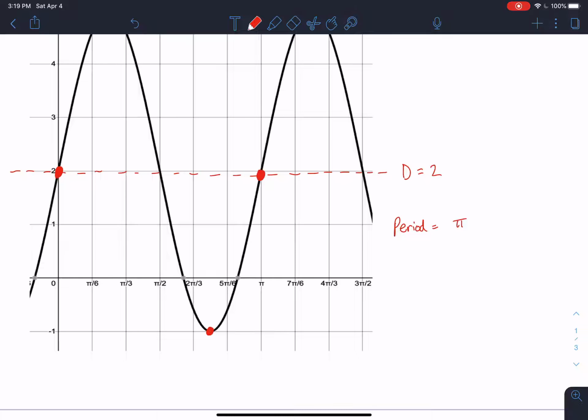Okay, so to figure out the b term, what I'm going to do is just take 2 pi and divide it by the period that I just found. So that would be 2 pi over 1 pi, which is going to come out to be 2.